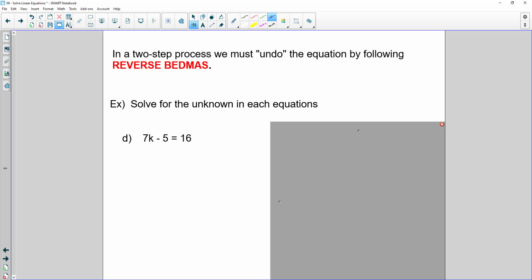So the first thing I'm going to do is add 5 to both sides. So 7k minus 5 plus 5 is equal to 16 plus 5. So that's going to leave me with 7k on the left, and that's equal to 21 on the right. Now we can reevaluate and say, okay, what's next? Well, that 7 is in the way, so I'm going to divide both sides by 7, and I'm left with k equals 3.